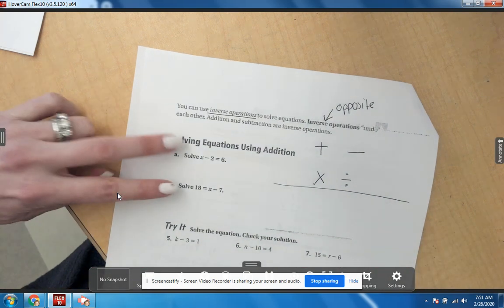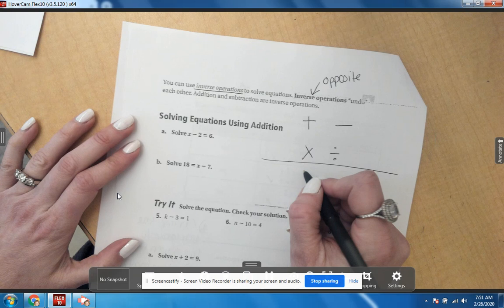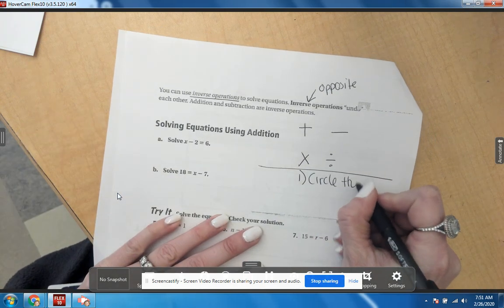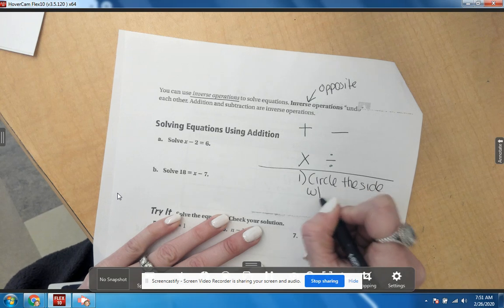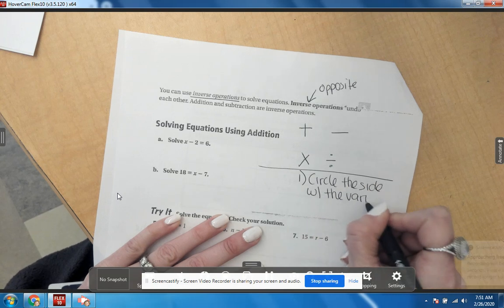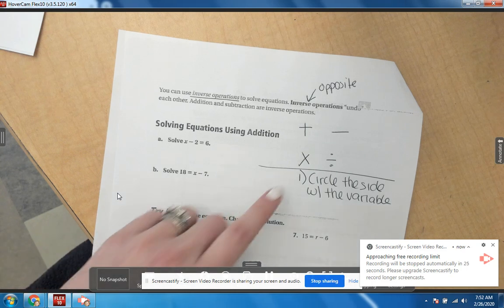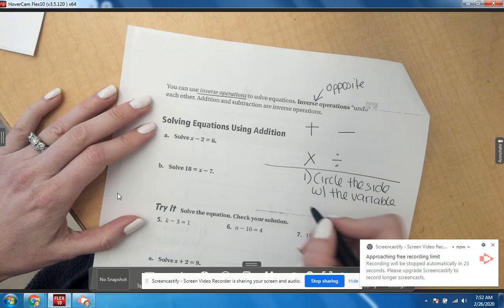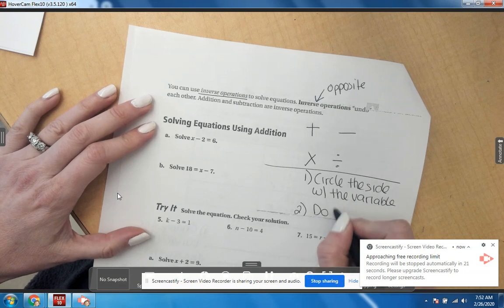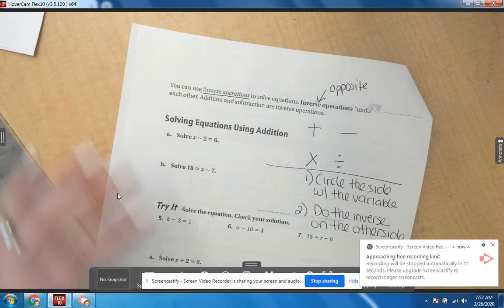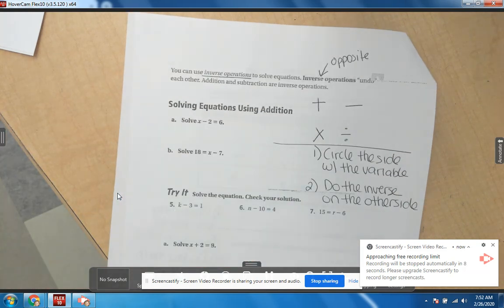Okay, there's a couple steps on how you solve a one-step equation. Let's make sure we write these down. Number 1, circle the side with the variable. I'm going to go through these steps with you in a second, okay? So step 1 is you circle the side with the variable. And then step 2 is do the inverse on the other side. So pause and make sure that you get all of this down, and then there's going to be a second video to finish this.